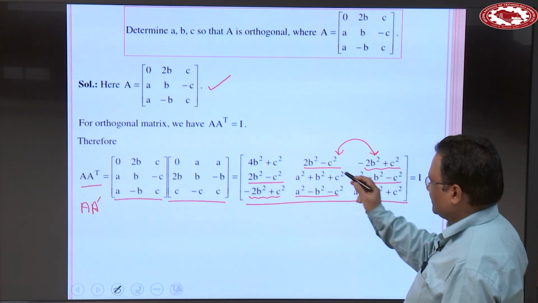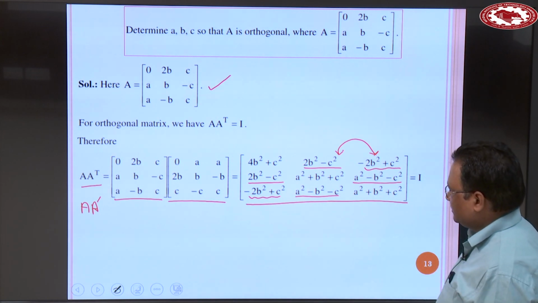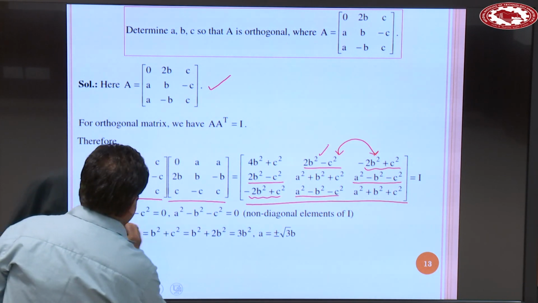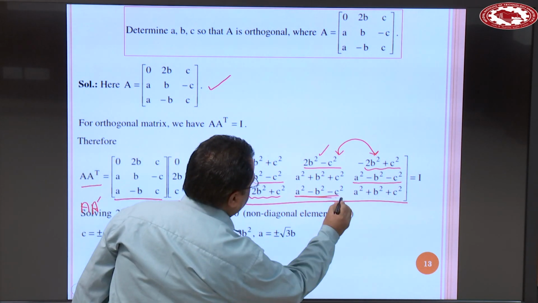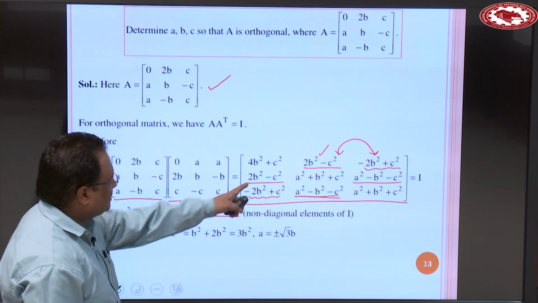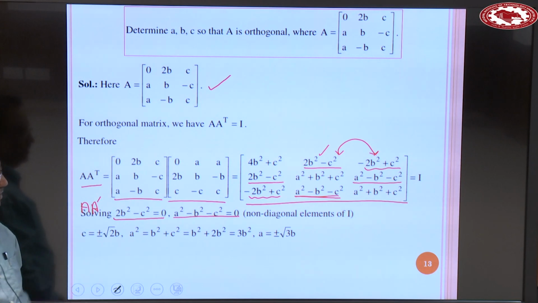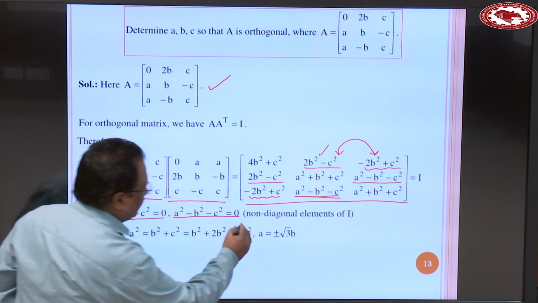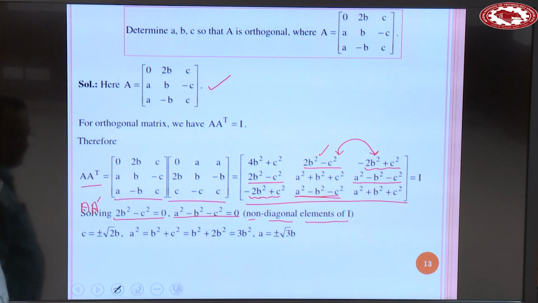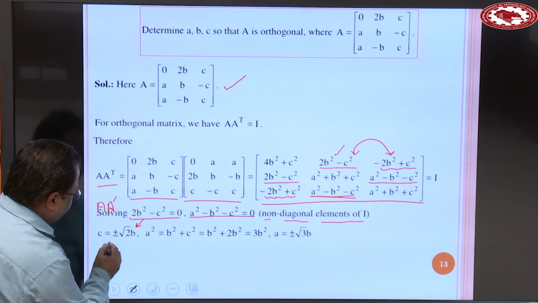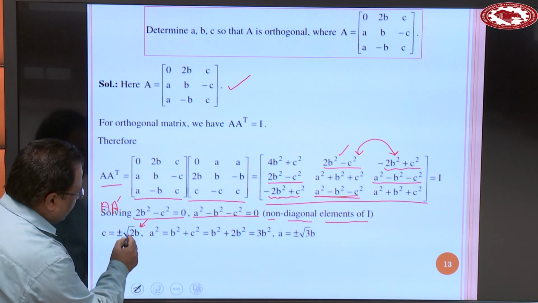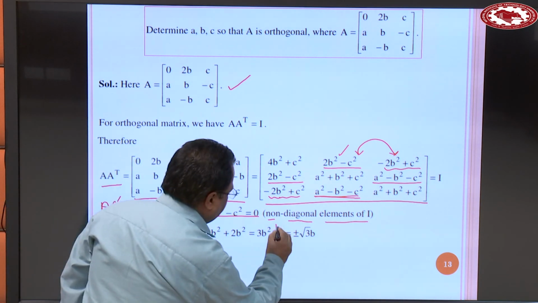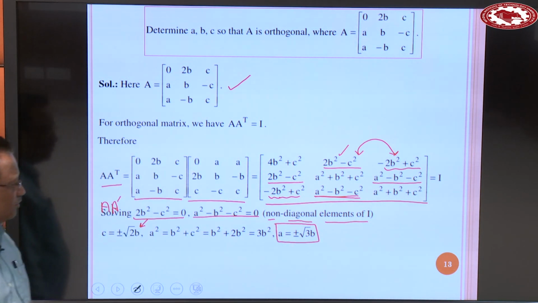But here minus times this plus times this. So solving this equation and this equation, this term is 0, which means the same result 0. So solve these two equations. These are the non-diagonal elements. When you solve this, you will get c is equal to plus minus 2b under root, and substituting this value here, you will get a is equal to plus minus under root 3b.